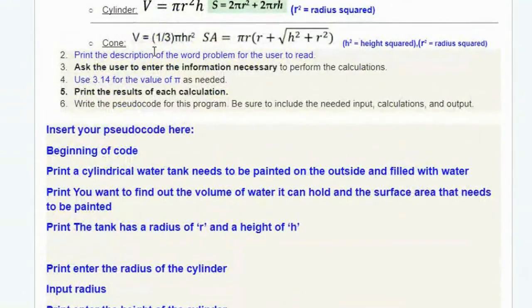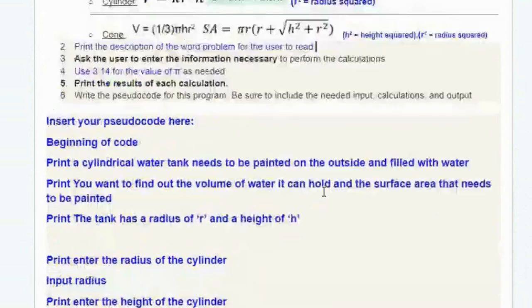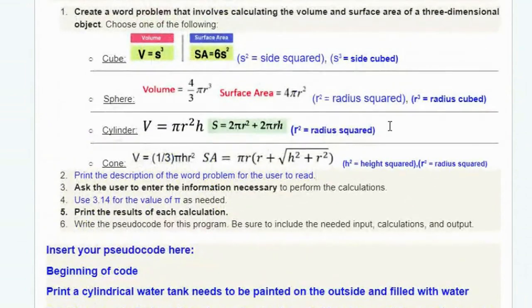Is that right? Let's see. Volume equals pi, radius squared height. Okay, that is what the directions gave us. Okay, surface area is 2 times pi times radius plus height. That might be a different formula for that, but our directions for our program say it's 2 pi r squared plus 2 pi r times height.